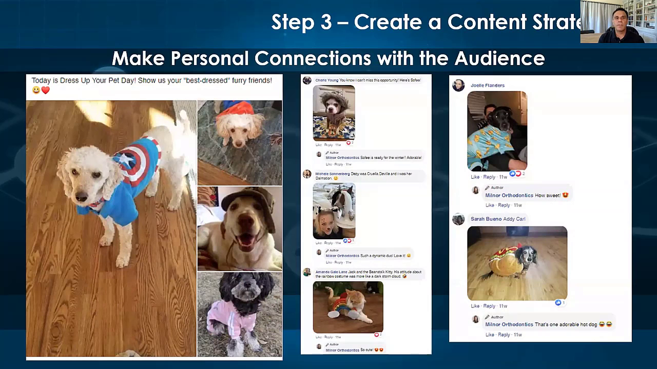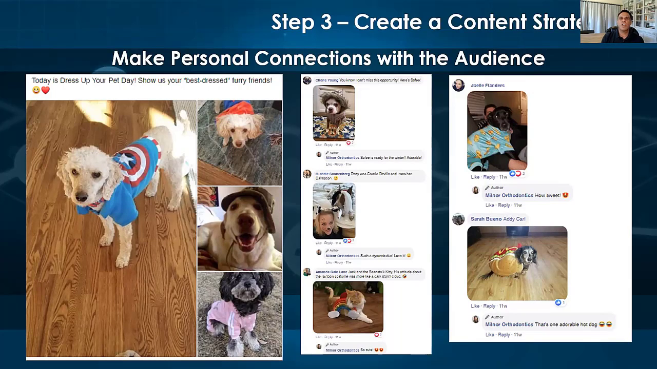And then make personal connections with the audience. And when I'm saying this, I'm giving an example. Dr. Milner's post, she just had her staff show their pets dressed up in costumes. And you can see she actually got people commenting with their pets. This is a great way to be interactive. They love their pets over at Milner Orthodontics, so they post about this a lot. We have various things because they know it connects.